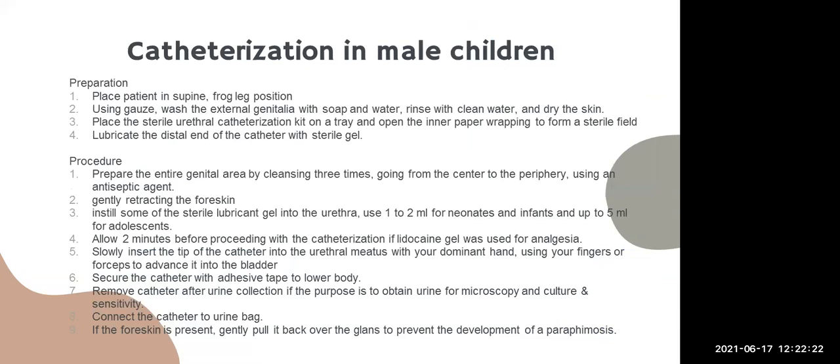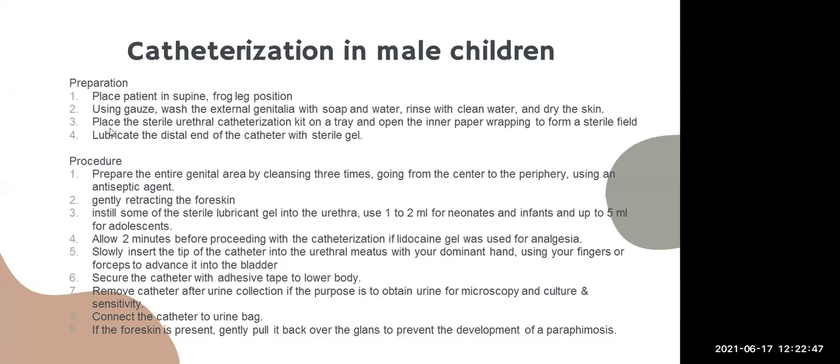So we can divide the catheterization technique into male children and female children. They differ because the anatomy is different. First, prepare: place the patient in a supine frog leg position, and using gauze, wash the external genitalia with soap and water, rinse with clean water, and dry the skin.